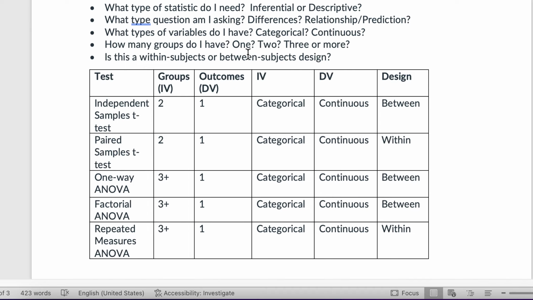then how many groups do you have? 1, 2, 3, or more? How many variables? What types of variables are they? And is this within or between subjects' designs? So let's consider looking at between subjects' designs. I'll light each of these up with red. So these three types of tests are between subjects' designs. So you have the independent samples t-test, the one-way ANOVA, factorial ANOVA.